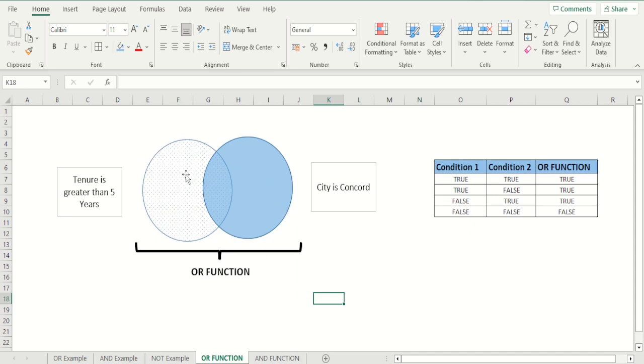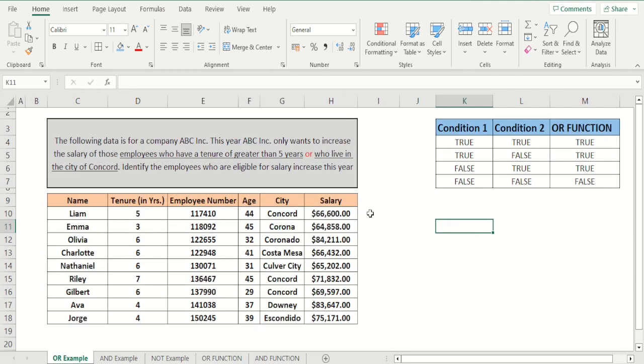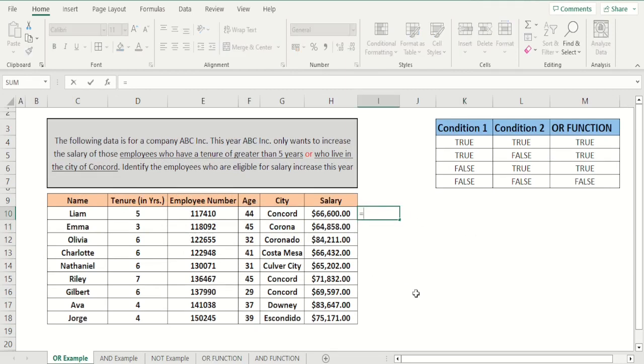As a part of satisfying the criteria for OR. So let's go back to this and try to apply this in practice. Let's say we start off with the OR function right here, and then let's enter the first condition, which is employees whose tenure is greater than 5 years.